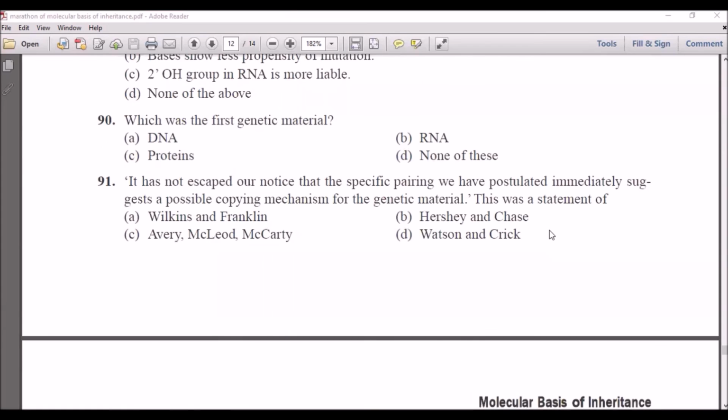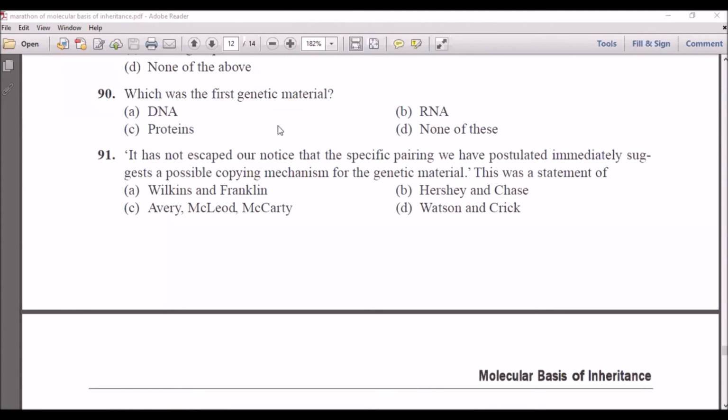Next question is, which was the first genetic material? DNA, RNA, protein, or none of these? Now we know that first genetic material is DNA.